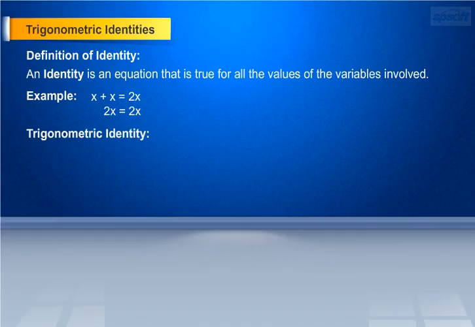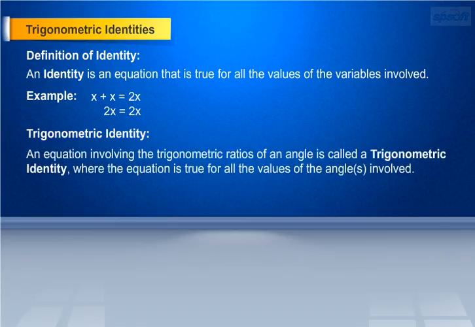Let us now define trigonometric identity. An equation involving the trigonometric ratios of an angle is called a trigonometric identity, where the equation is true for all the values of the angle involved.